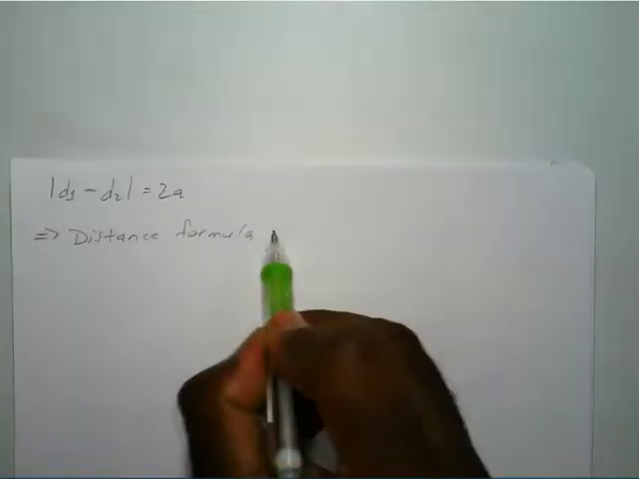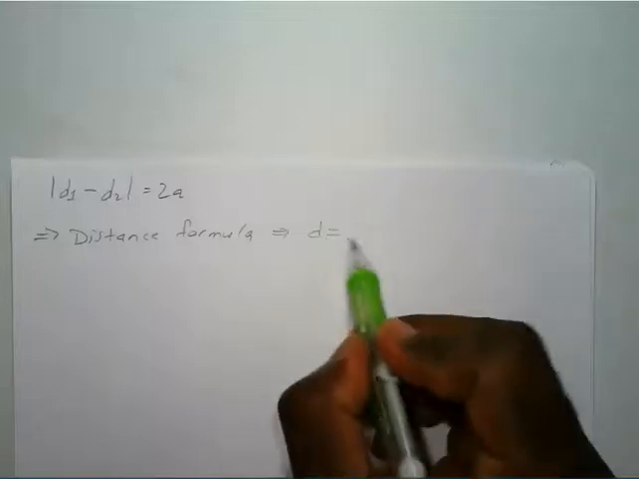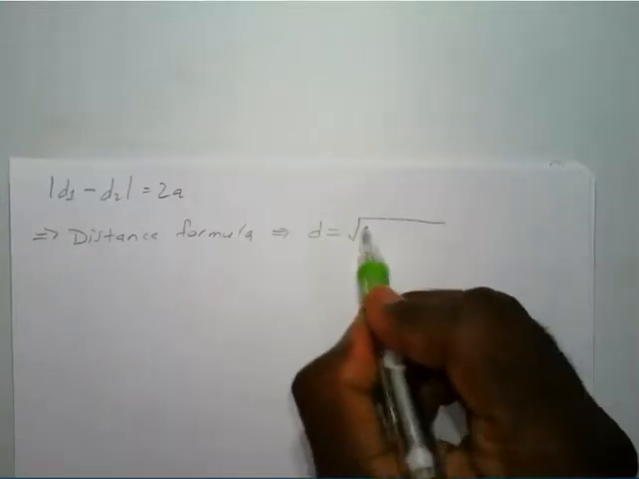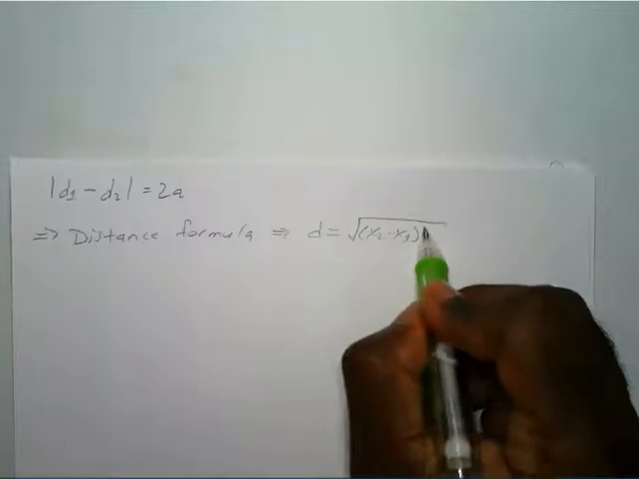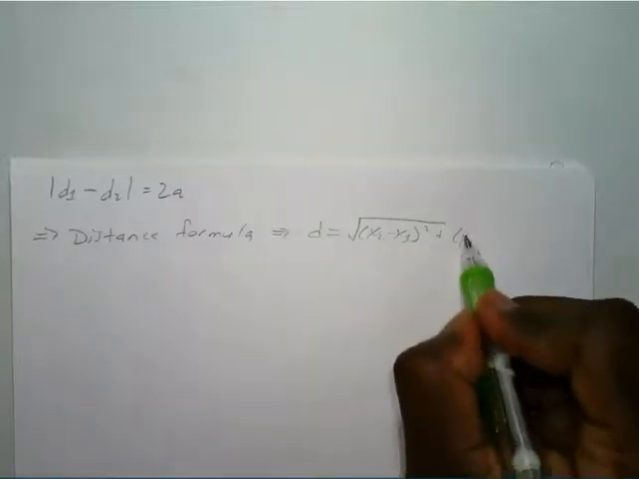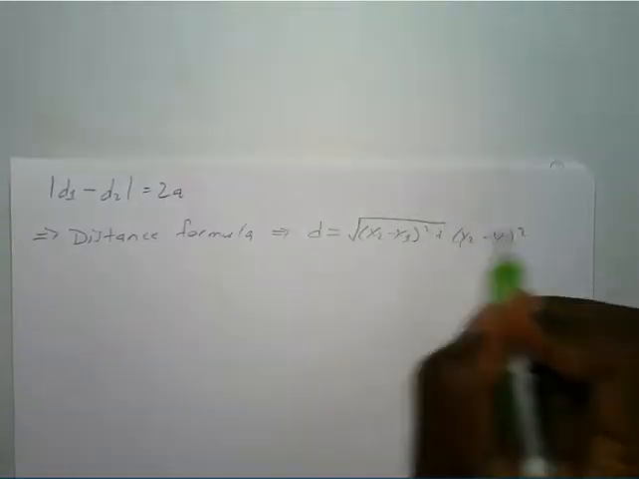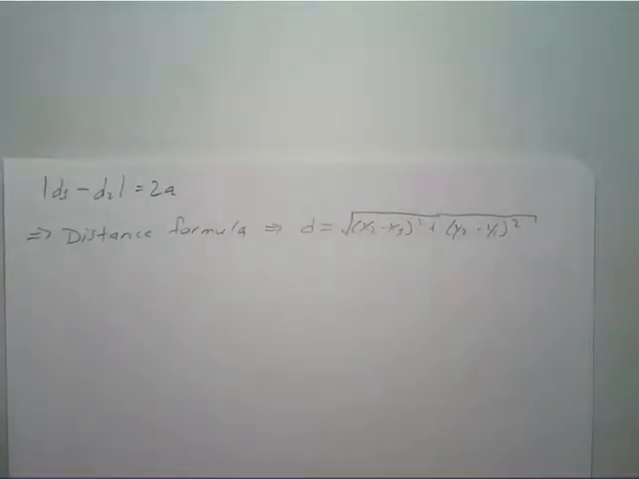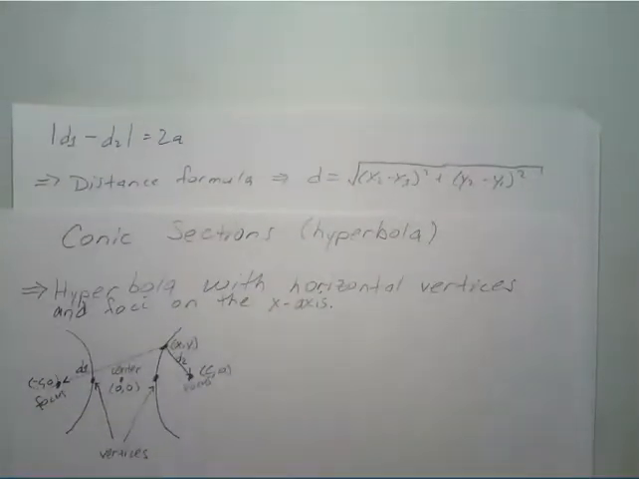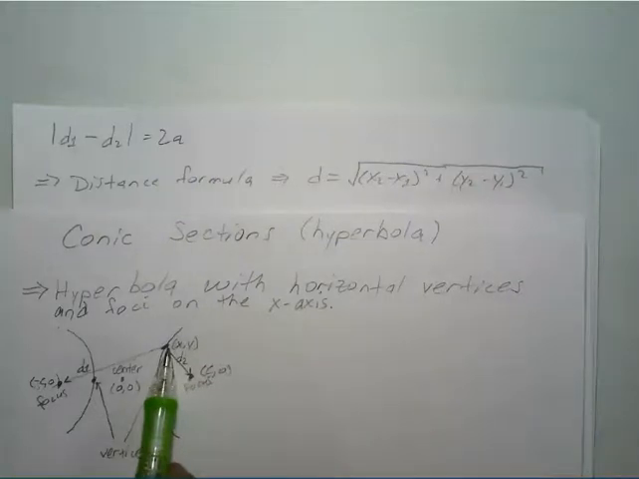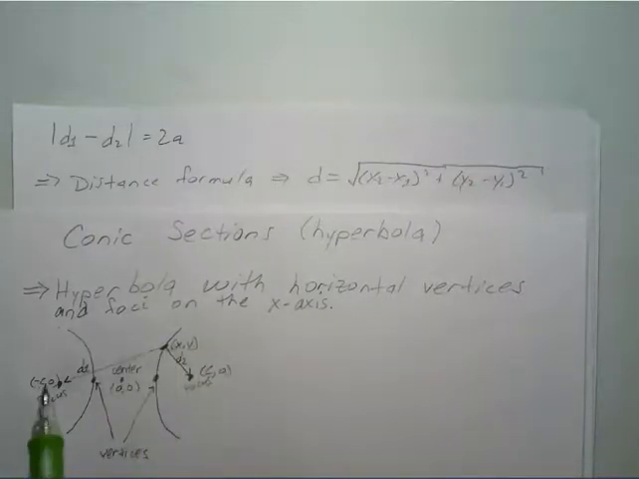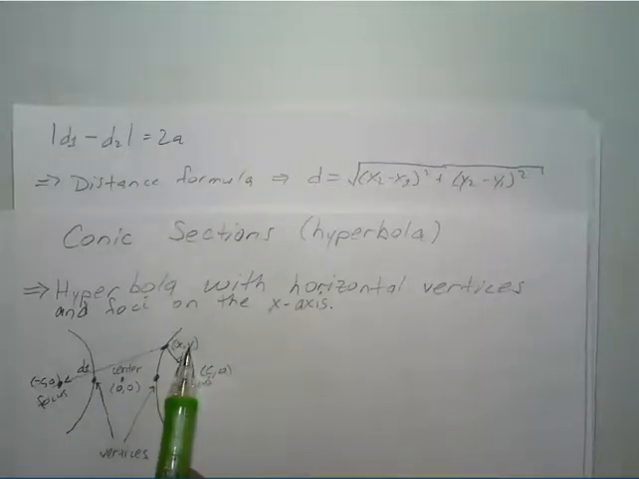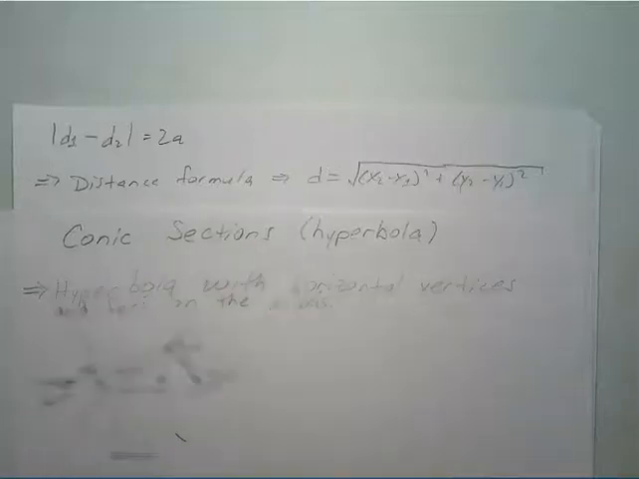And we know that our distance formula is: the distance is equal to the square root of (x2 minus x1) squared plus (y2 minus y1) squared. Now I'm just going to go back to our original page. This is going to be our x2 and y2. So x2 minus x1 will be x minus negative c, so that's going to be x plus c. And y2 minus y1 is going to be y minus 0.